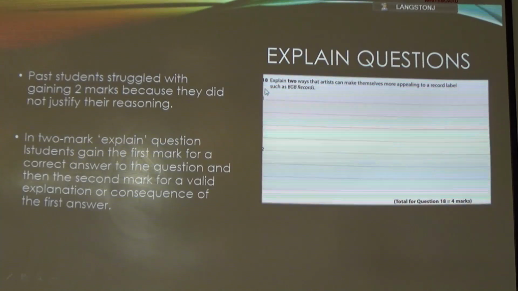Now here's an example, okay, this is asking for 2 ways an artist can make themselves more appealing to a record label, such as BGB Records. So you have to state what your answer is and then explain it, and that will give you 4 marks if you got that correct. Now there are explain questions in A, B and C sections, so we'll do some more work on how to actually answer explain questions, and I'll give you lots and lots of practice examples and practice questions for you to answer.